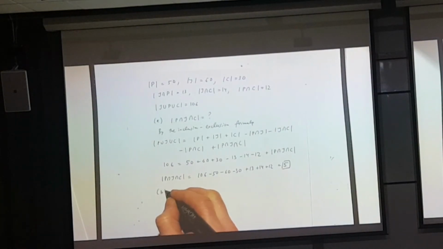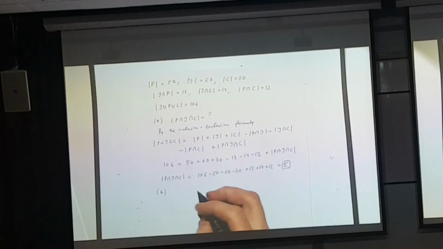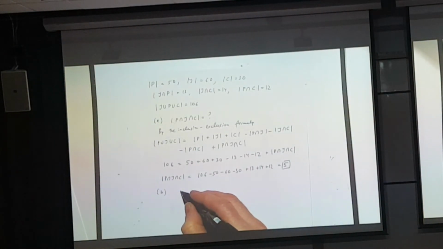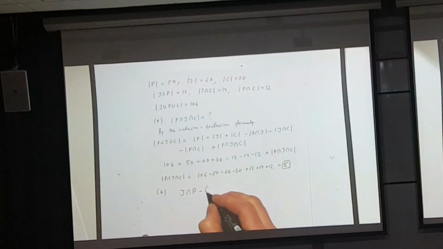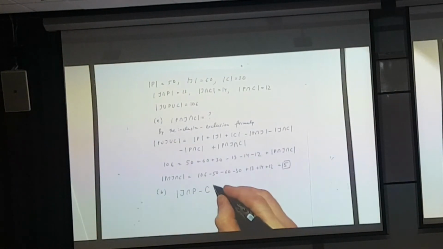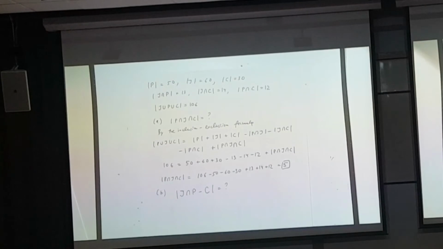So let's look at the second question. Find the number of students who studied both Java and Python but not C++. How can we write that? So they must be in the intersection of J and P, right, but not in C. That means we should take the set theoretic difference. We should remove all the elements which would be also in C, and we're after the number of elements in this set.